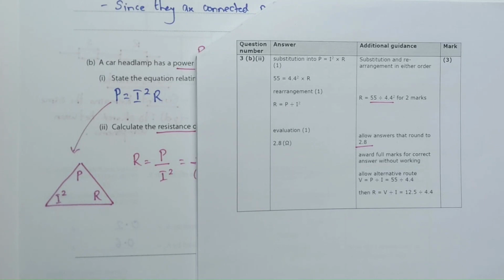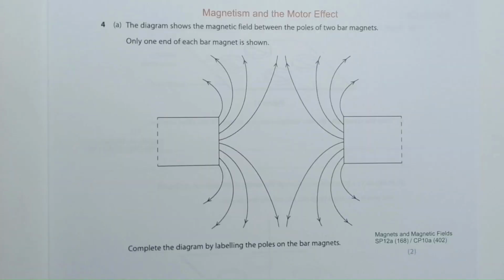Now let's move on to question number 4. Question number 4 was magnetism and the motor effect. The diagram shows the magnetic field between the poles of 2 bar magnets. Only one end of each bar magnet is shown. Complete the diagram by labeling the poles on the bar magnets.